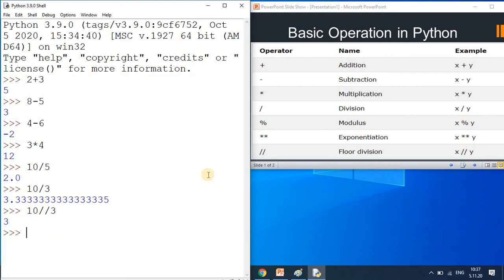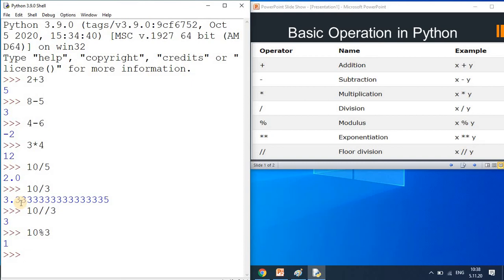Now we will see modulus, which is very important. I am using 10 and my next operator is modulus, the percent symbol, and 3. It will return the remainder of 10 divided by 3. The remainder will be 1 because 3 threes are 9. So ultimately you get the remainder 1. By using this modulus operator you can get the remainder value. Next one is exponential, that is the power.